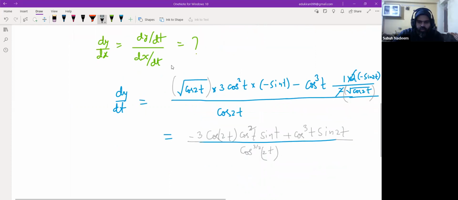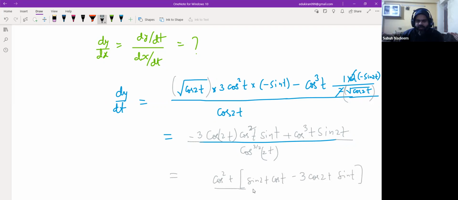Okay. Now in the next step, you can further simplify it. This is about trigonometry. So what you can take is sine cos square t common, and you can say that this becomes sine 2t into cos t minus 3 cos 2t into sine t. So we can leave it till here, this dy by dt. This is over cos 2t to the power 3 by 2. So this is dy by dt.